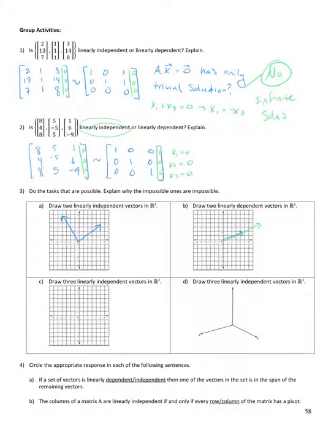Three linearly independent vectors in R2. That's impossible, because if I draw two, I can draw two that point in different directions. But any third one I try to add, I could build as a linear combination of the first two. So like if I pick another one over here, that's actually a linear combination of the two green ones. So this one is impossible.